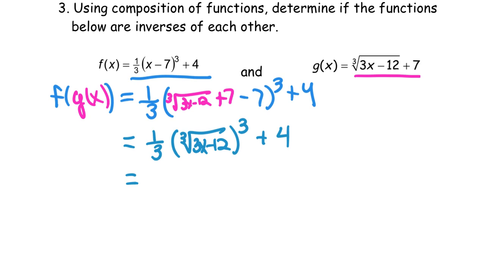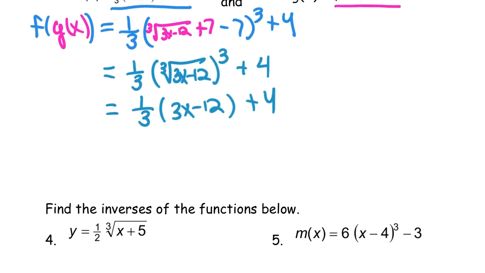When the 7s were there, they weren't alone. But now I got a cube root of something. It's all inside and it's being cubed, so I can make those go away at this point. That leaves me with 1/3 times 3x minus 12, plus 4. Now what does the math tell you to do? Distribute the 1/3. So we get x minus 4 plus 4, which equals x. So it looks like they are inverses.